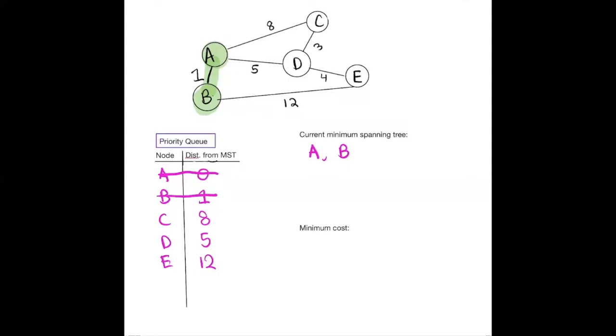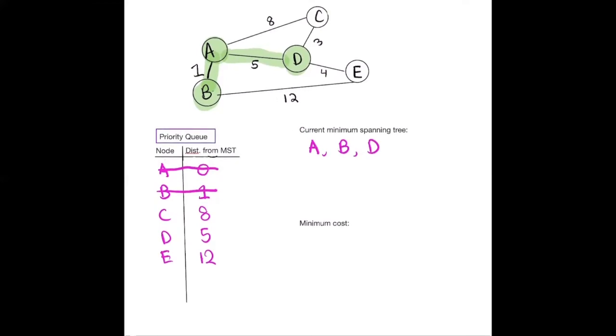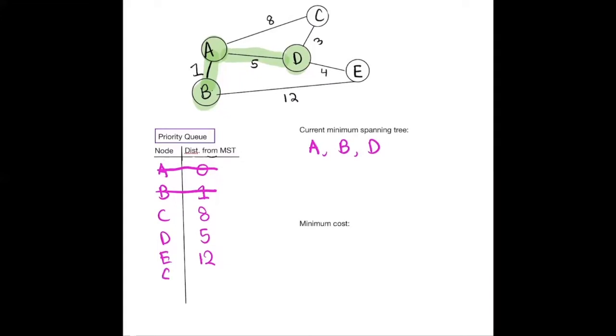Currently, D has the smallest distance from the MST, so I will include that in my minimum spanning tree list and highlight it in my graph. And now we'll look at D's neighbors, which are A, C, and E. A has already been added into the MST, so I'll look at C and E instead. So I'll add C, which has a distance of 3, and E, which has a distance of 4. So now I can remove D from my priority queue.